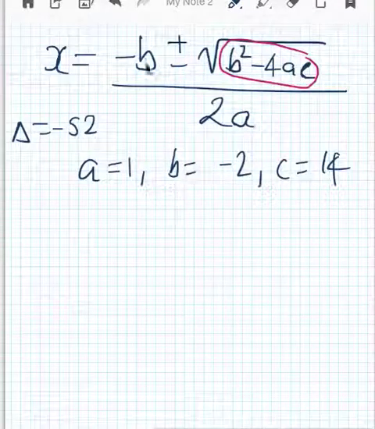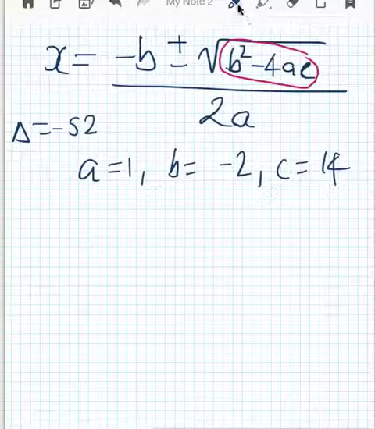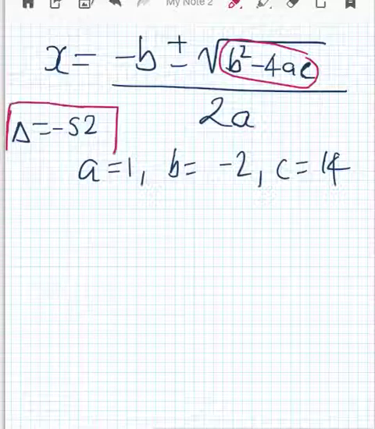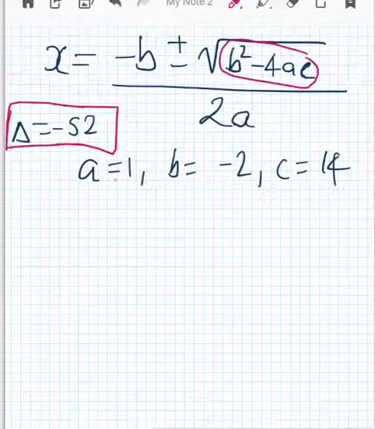So now let's try to factorize that equation using the quadratic formula. I've got the quadratic formula here. I've also circled the discriminant. We have already worked out this part. The discriminant, b squared minus 4ac, when a is equal to 1, b is negative 2, and c is 14, gave us negative 52. So I'm not going to put these values in here because we already worked it out.